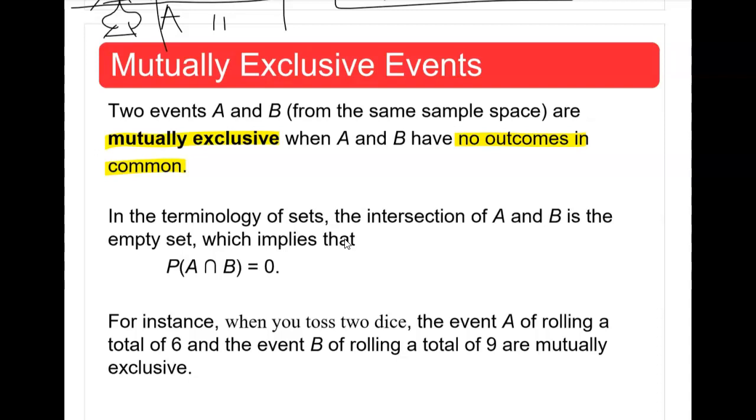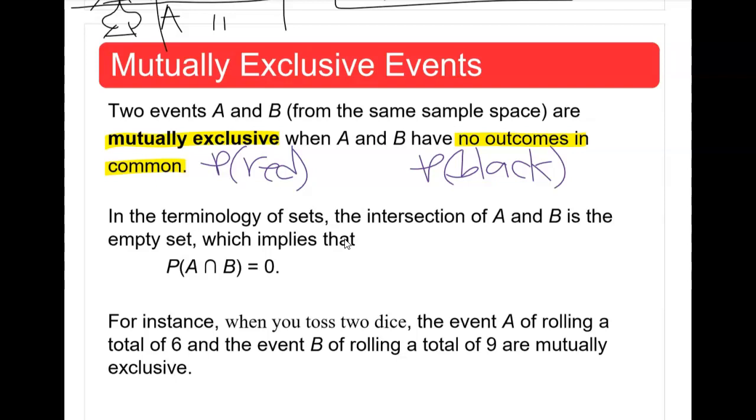So let's go over this for a second. Let's say that we have a deck of cards, 52 cards. The probability of drawing a red card and the probability of drawing a black card have nothing in common, because all cards are either red, diamonds and hearts, or they're black, clubs and spades. That's a perfect example of two mutually exclusive events.